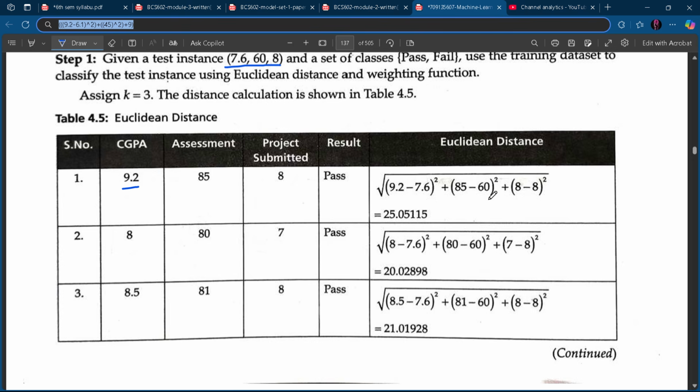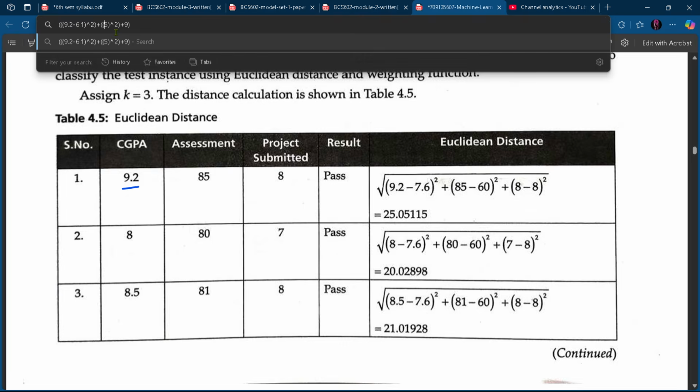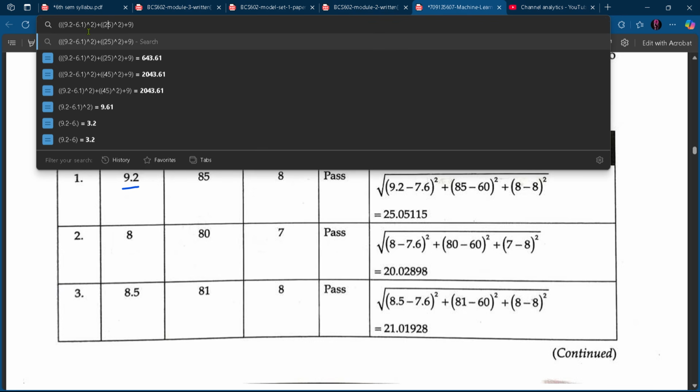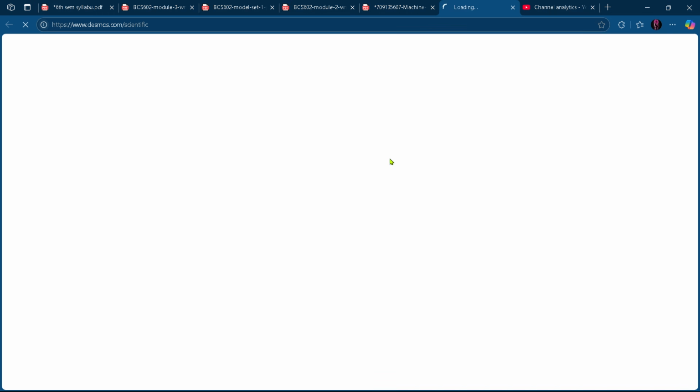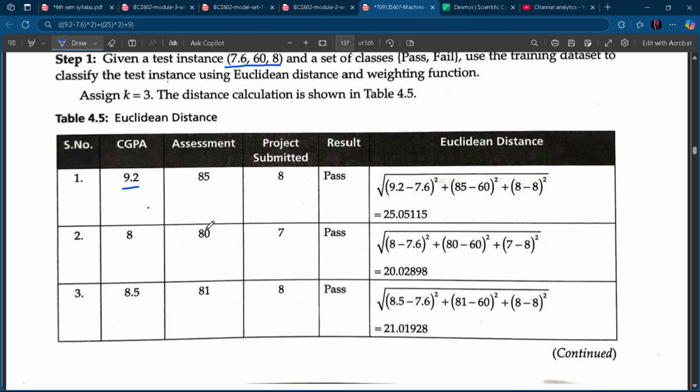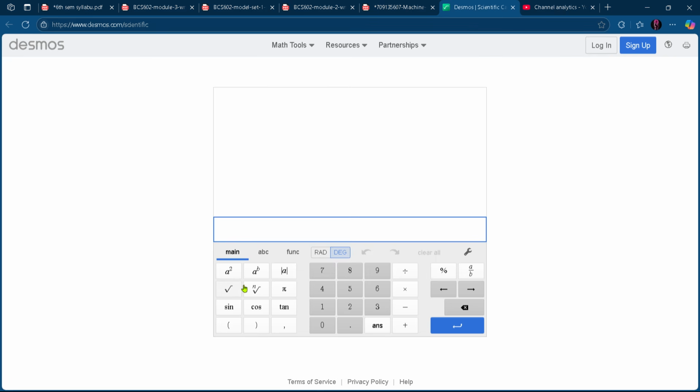Okay, so 85 minus 60 is nothing but 25. So here it will be 25, and here it will be 7.6, right? So if I take the whole thing, copy, click here, and go to the history section and check here, this is the scientific calculator. Okay, it's loaded already. Take root. See, I have pasted. You have to remember, bracket plays a very important role. Wait, here there is an additional bracket. I'll just remove it. See here, 9.2 minus 7.6, the whole square.